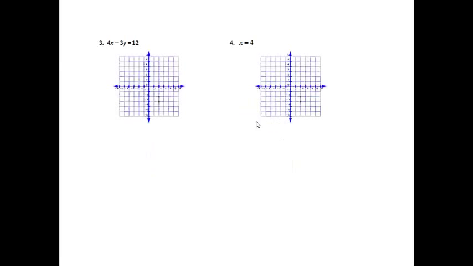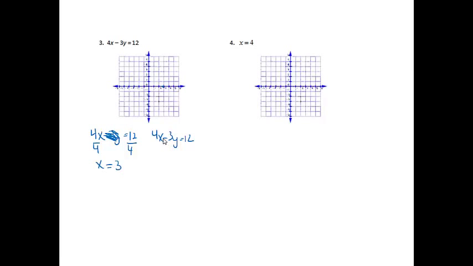All right, number 3, we have 4x minus 3y equals 12. Since it's not solved for y, we want to go ahead and find the intercepts, so I'm going to write this 2 times. To get the x-intercept, we will let the y be 0, and to get x, we'll just divide both sides by 4. So I'll get x equals 3, so I'm going to touch the x-axis at 3.